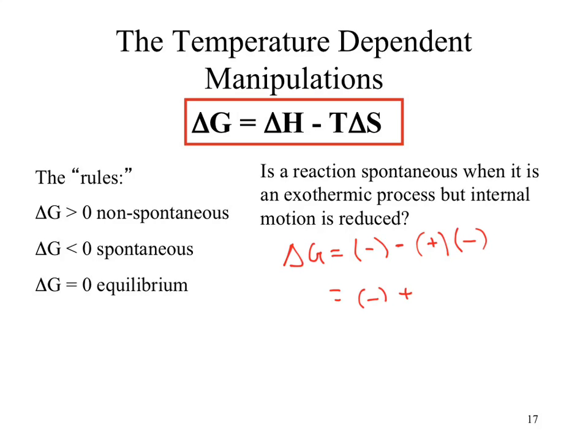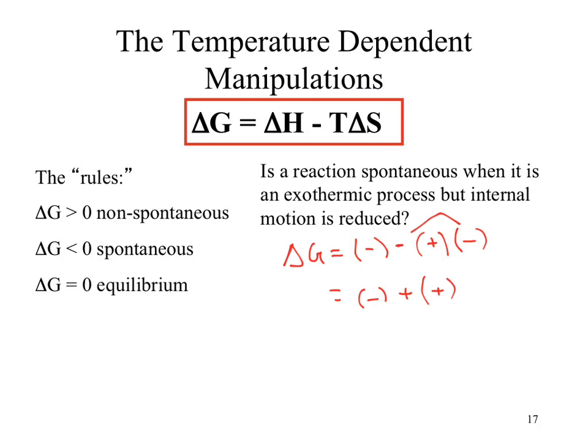I always like to convert this into a plus in between. Negative times a negative gives us a positive. What's a negative plus a positive? Don't know. That's dependent on the temperature. If we have a very small temperature, how big is that positive value? Relatively small. So let's push to the extremes. Let's make temperature 0. What is our delta G? Negative.